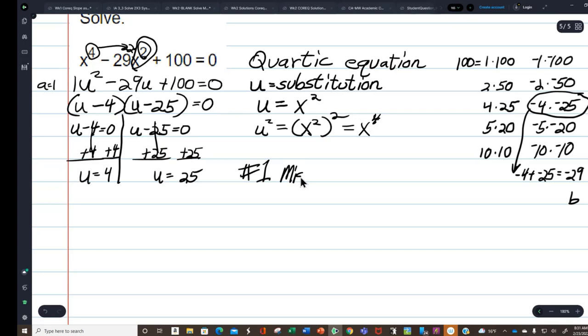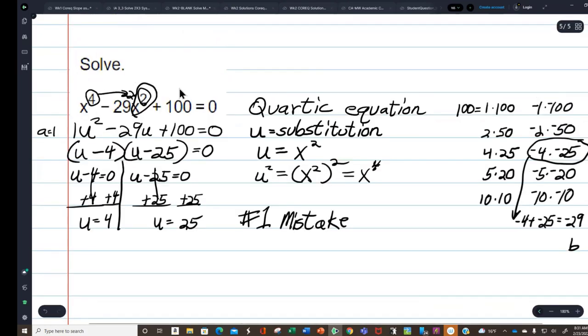With this kind of problem, and I've committed this mistake, you think you're done. It feels like you're done. And you say, okay, my solutions are u equals 4 or 25, or maybe even x.